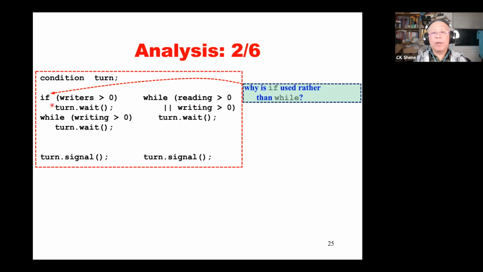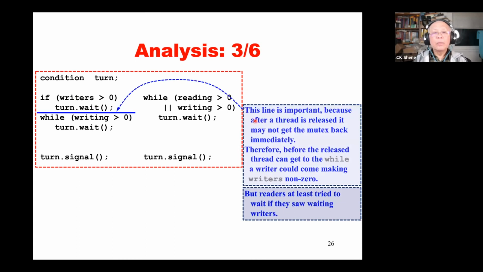Then why do we have an if here? As we mentioned in the discussion of Mesa Monitor, when you get released, things could change. So why do we have an if here rather than a while? That requires some explanation. Now, I draw a line here. This line is very important because after a thread is released from this turn wait, it may not be able to execute the while statement immediately. Between the release of the thread here and the time this released thread executes while, it could take some time. During this period, some other thread could enter and exit the monitor, changing the value of writers.